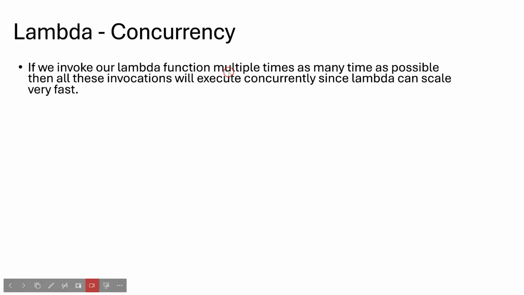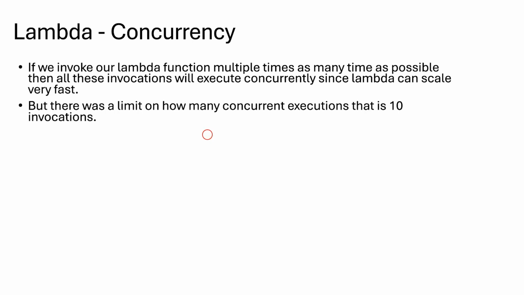And if we invoke our Lambda function multiple times, as many times as possible, then all these invocations will execute concurrently, since Lambda can scale very fast. Since Lambda has this feature called scalability, all these invocations will be executed in parallel. But there is a limit on how many concurrent executions, that is 10. So AWS currently imposes a limit of 10 invocations per function. 10 invocations in the sense 10 concurrent invocations. For example, if you hit your Lambda 10 times simultaneously, then it can process. But if you hit the same one with 20 requests at a time, then it will fail to process those requests. So you need to keep in mind that there is a limit for these concurrent executions, that is 10.